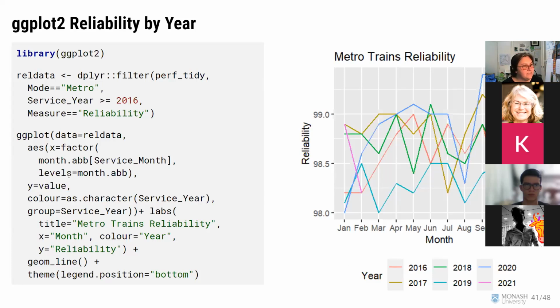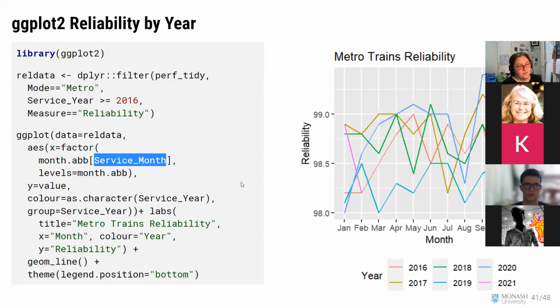So I need to explain the aesthetic. So X equals, now, okay, let's start at the middle. So we'll start with service month. Now, I probably should have left these examples in.